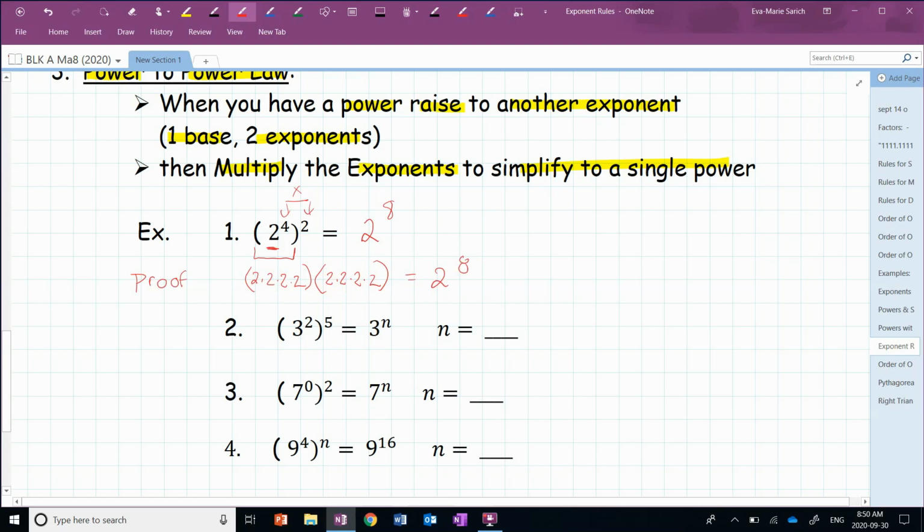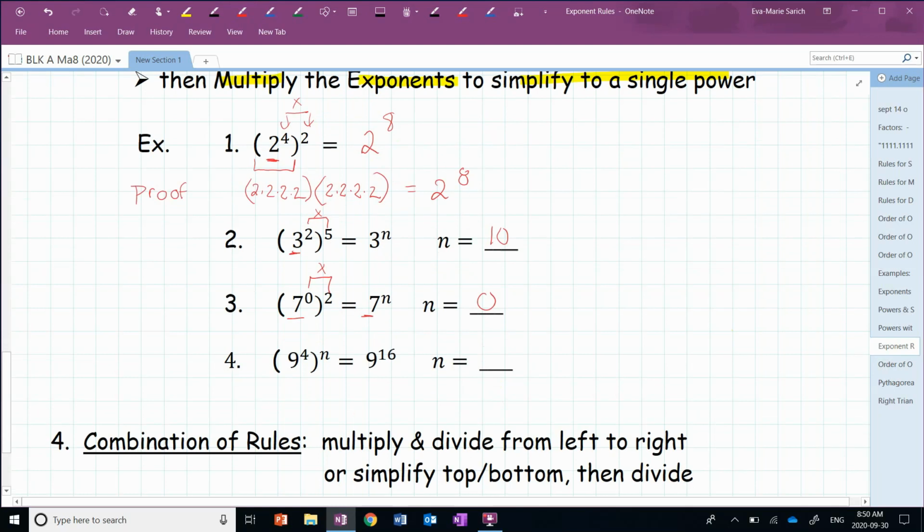Okay? Now, again, let's answer the second question. A base with 2 exponents, we multiply those. And 2 times 5 gives us 10, so our exponent is 10, right? Keep the same base, multiply your exponents. 0 times 2 is 0, so n is 0. Looking at the last one, you need to think 4 times what number gives you 16? Well, that would have to be 4.